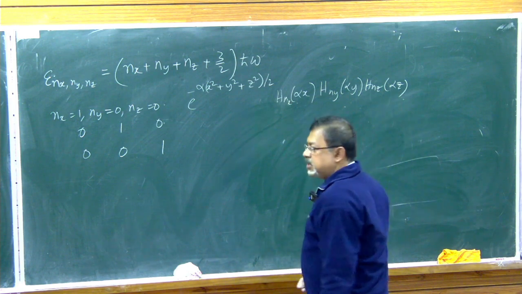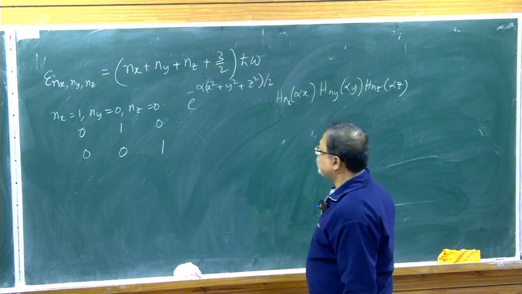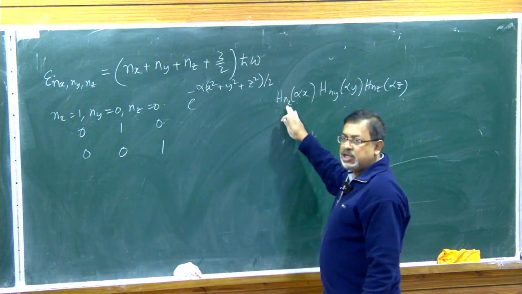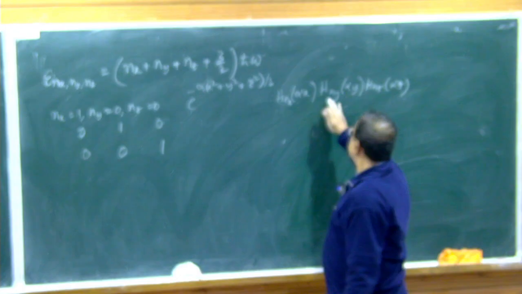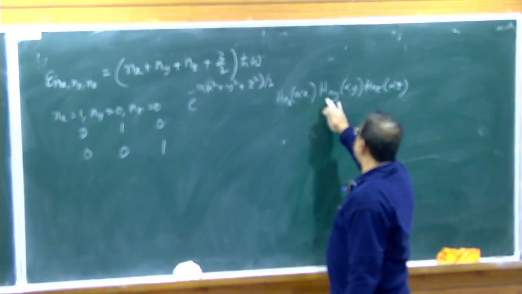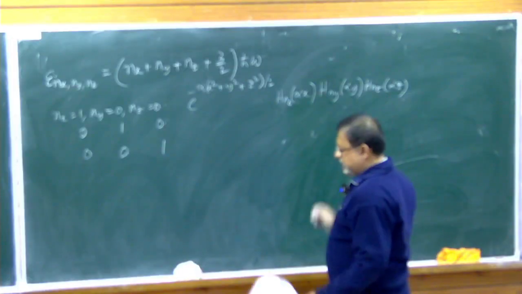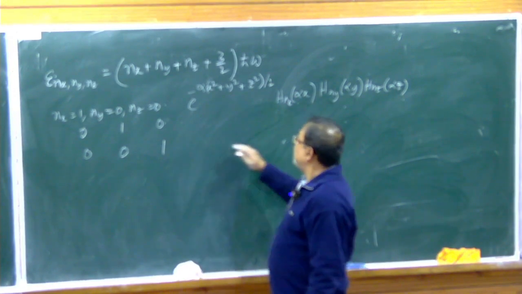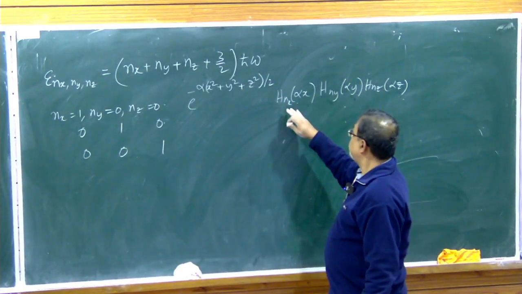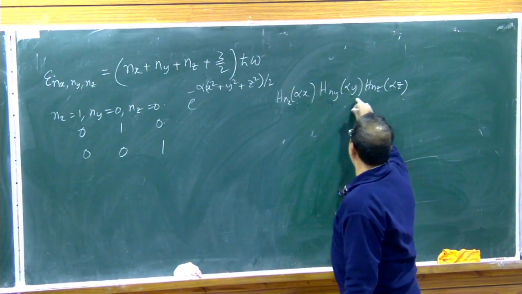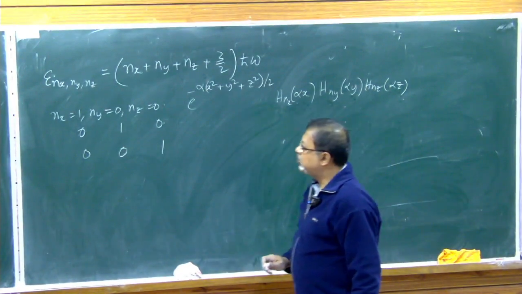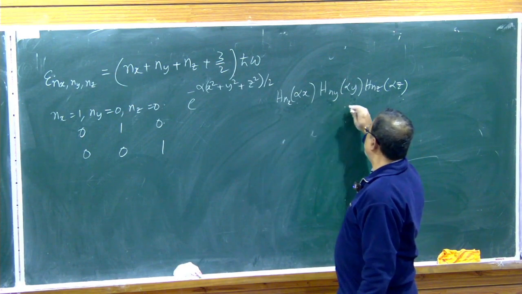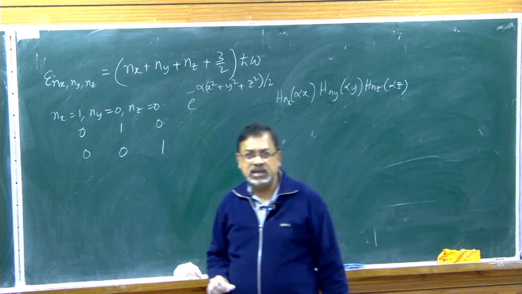Which says that the wave function corresponding to the upper choice, that is 1 0 0, is H1 alpha x, H0 alpha y and H0 alpha z, and the second would be the same energy, but the wave function will be H0 alpha x, H1 alpha y, H0 alpha z. And for the last one, again the same energy, it will be H0 alpha x, H0 alpha y and H1 alpha z.